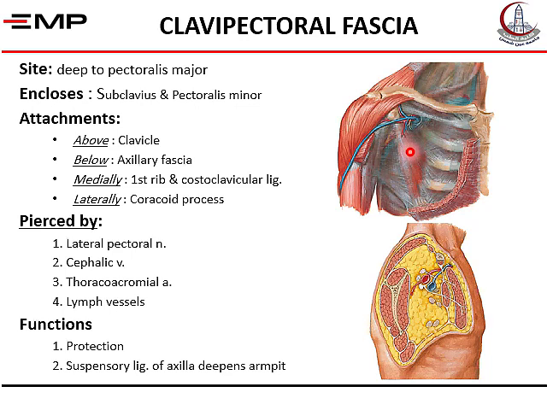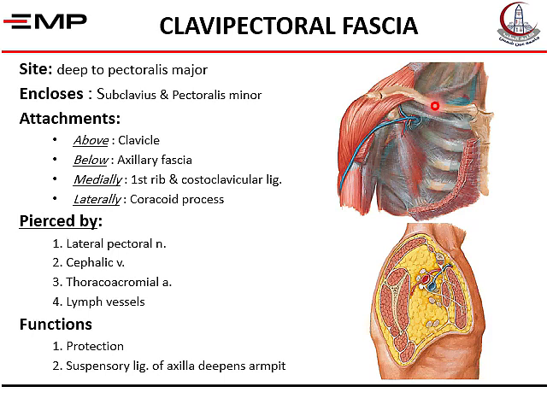Below, it splits to enclose the pectoralis minor and reunites again to form the suspensory ligament of the axilla, which is attached below to the axillary fascia, pulling the skin and this fascia upwards, making the hollow of the axilla.